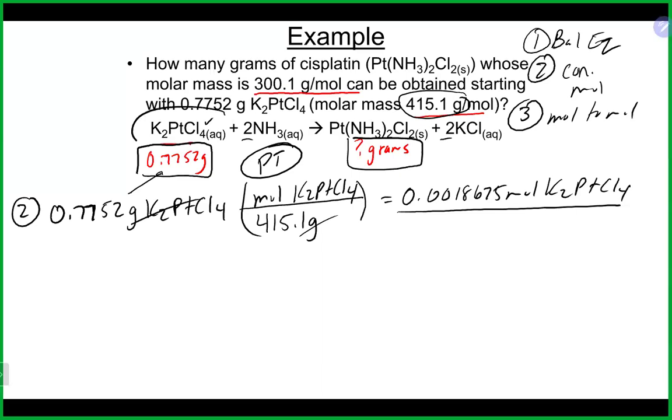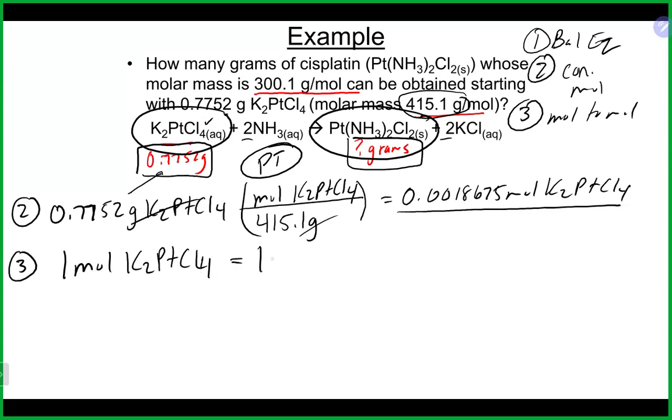We are interested in this guy, and we can see from the equation they both have a coefficient of 1. That means that the relationship is for every 1 mole of the K2PtCl4, you get 1 mole of our product here. And again, that is the stoichiometry part, and that is the conversion factor that we're going to use.